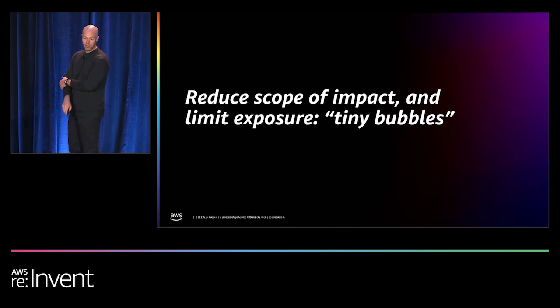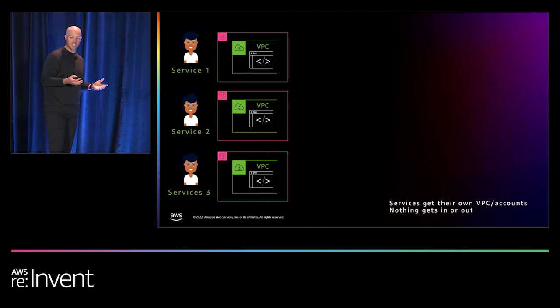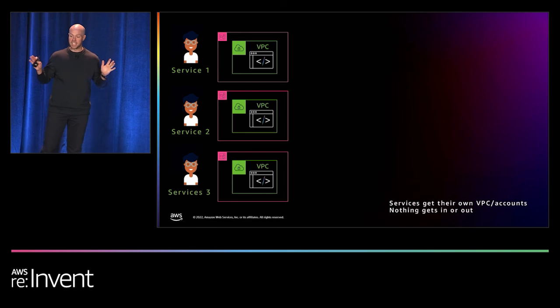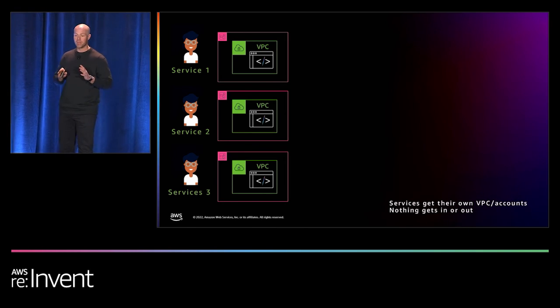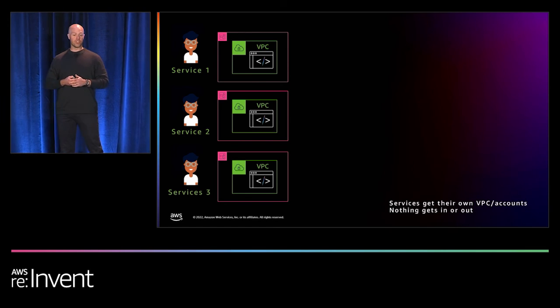OK, so what does this look like with VPC Lattice? So in this model, you give your service teams their own VPCs and accounts. And at this point, nothing gets in, nothing gets out. There's no connectivity, there's no internet gateways, there's no nothing. It's their own little bubble, and they can leverage it to get their services up and running.